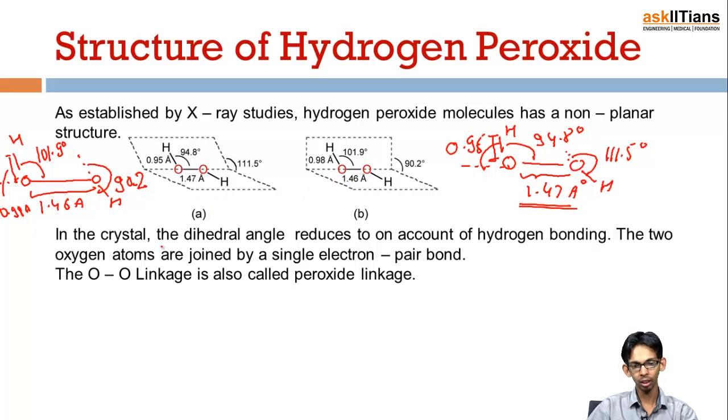In the crystal, the dihedral angle reduces. First of all, what is dihedral angle? Dihedral angle is like this: we have two oxygen, then one hydrogen, then another hydrogen. The angle between these two planes is known as the dihedral angle. In the crystal, the dihedral angle reduces on account of hydrogen bonding. The two oxygen atoms are joined by a single electron pair bond. The O-O linkage is also called the peroxide linkage.